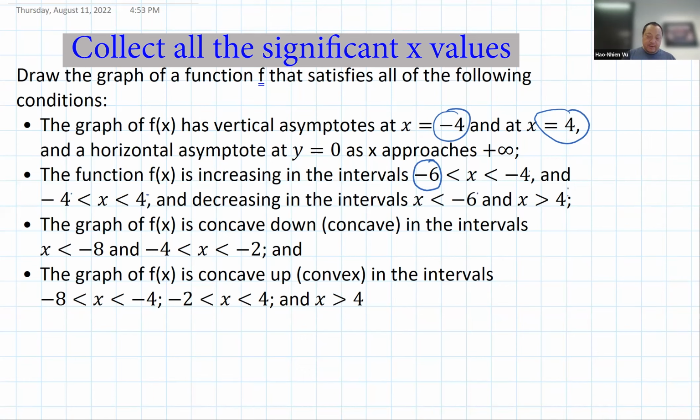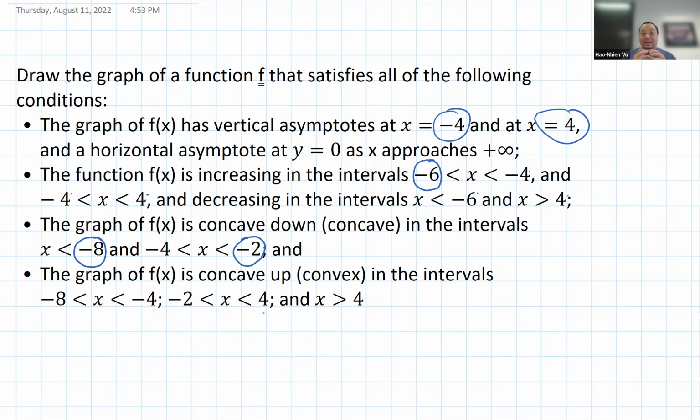+4 I already have. Okay, third condition about concavity. I need to do something with -8. -4 already have. -2. And then fourth condition, -8 I already have. -4, -2, and +4. All those numbers I already have. So I'm going to collect them all and put them in a table. And in this table, I will incorporate all the conditions here.